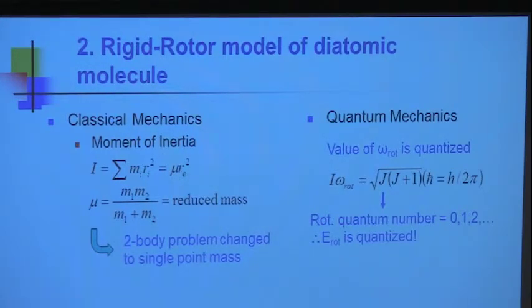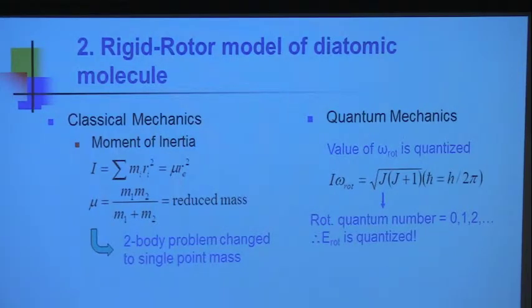You can convert this two-body problem into a one-body problem by using what's called the reduced mass. So you replace this system here with mu Re squared, where Re is the spacing. And mu is called the reduced mass. It's the product divided by the sum. So now that converts a two-body mechanics problem to a single-point mass problem about the center of mass.